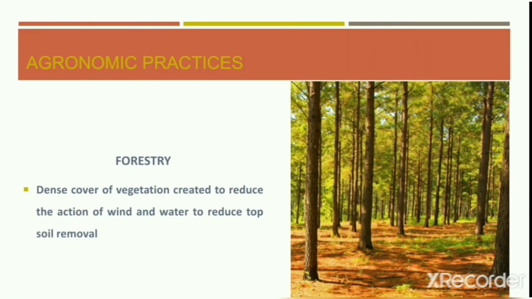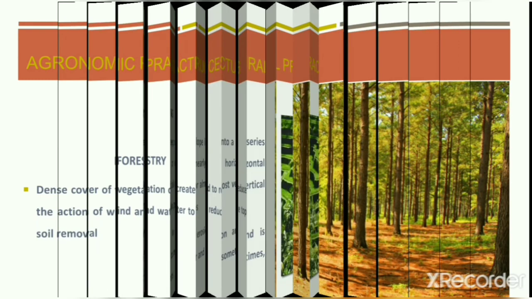Forestry. The dense cover of vegetation is the most powerful weapon known for reducing soil erosion. Forestry will obviously bind up the soil with its roots and thereby reduce the erosion of the topsoil.